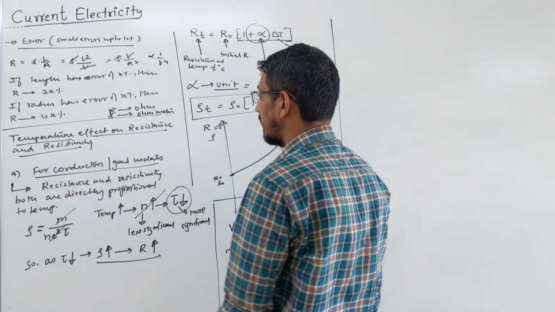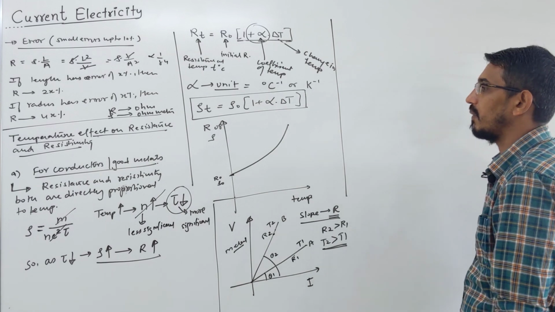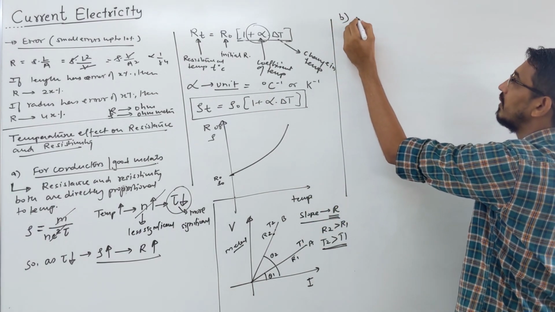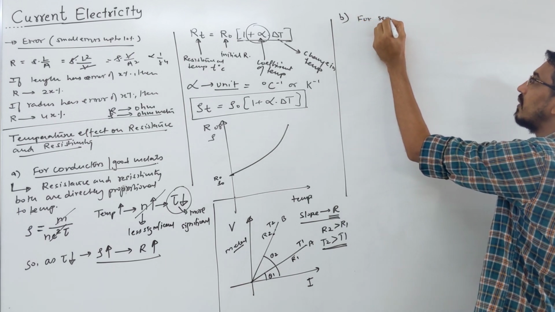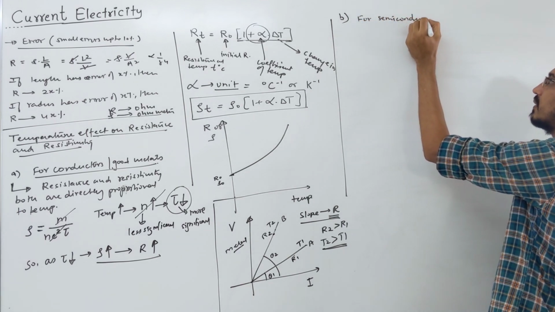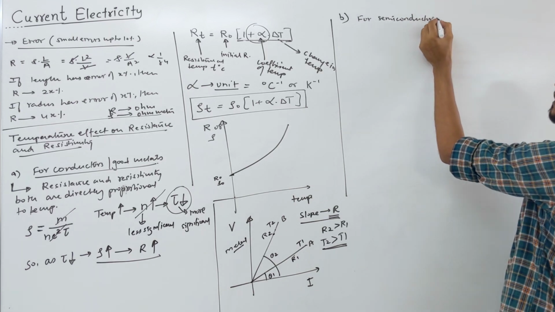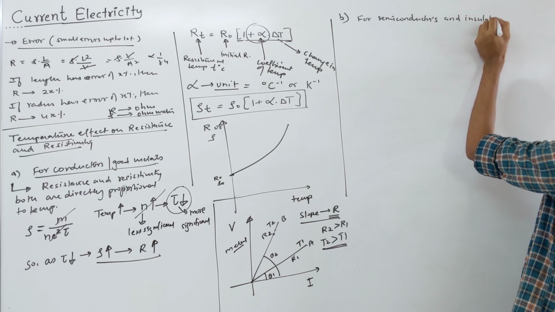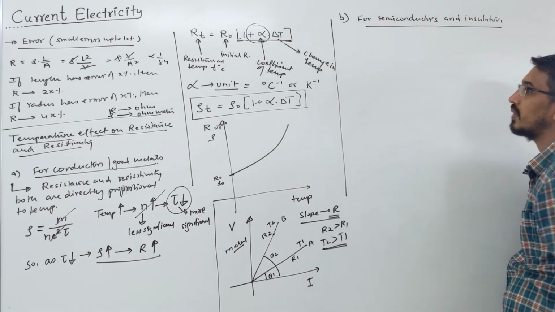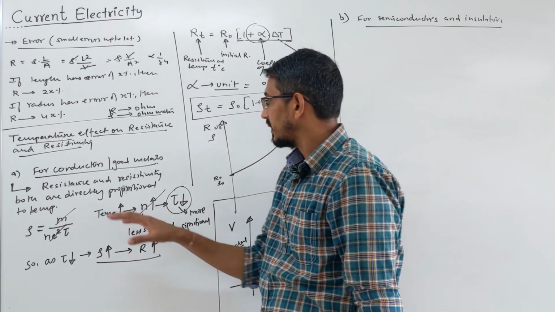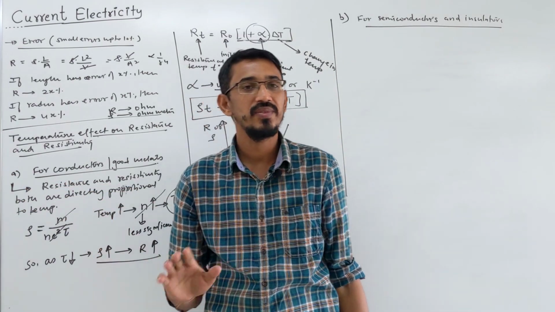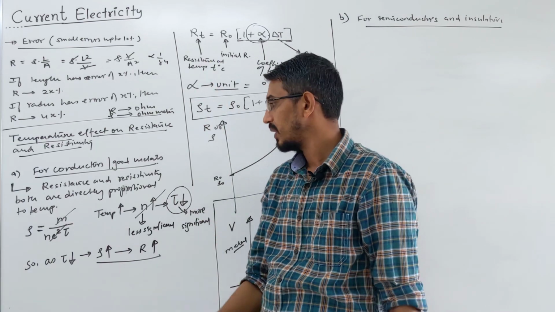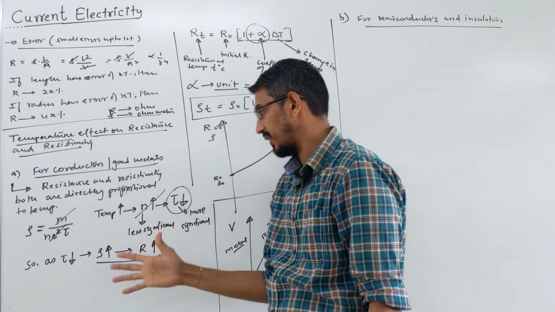Temperature effect for conductors and good metals we have done. Now the same thing we do for what? Semiconductors and insulators. Okay. So for conductors and metals, we saw that resistance and resistivity both are proportional to temperature. When temperature increases, the relaxation time is reduced, so resistance and resistivity both increase.